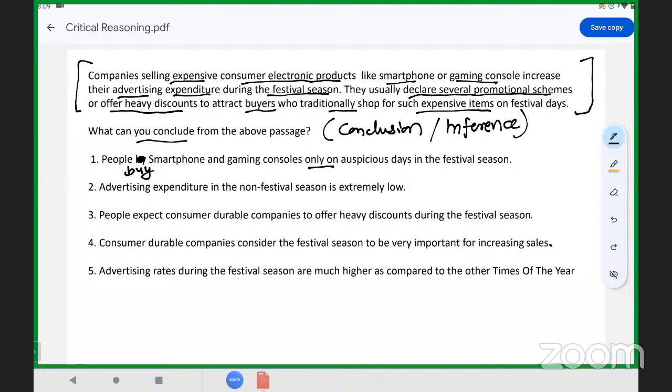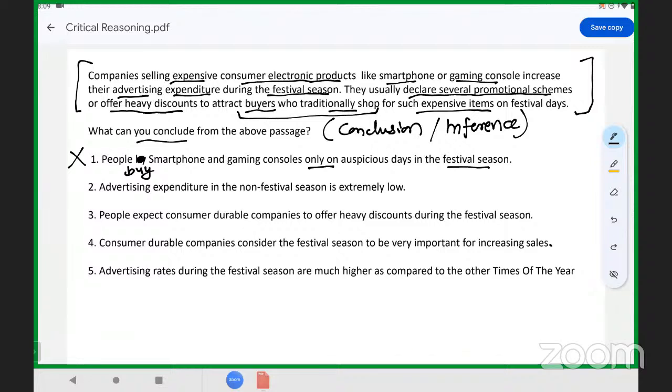So which means people only buy expensive products on auspicious days of the festival season, which has a certain inference that they do not try to buy anything in the rest of the non-festival season. So this is definitely not the conclusion, because what they have given in the second statement is to attract buyers who traditionally shop. Traditionally shop means they shop sometimes, or they shop on certain occasions. So statement one is wrong.